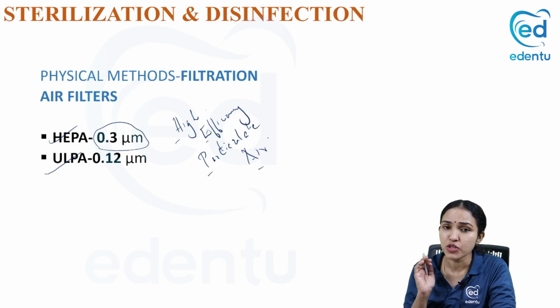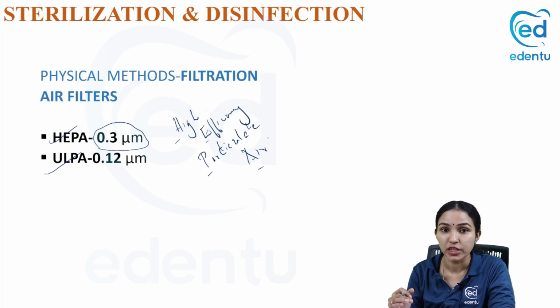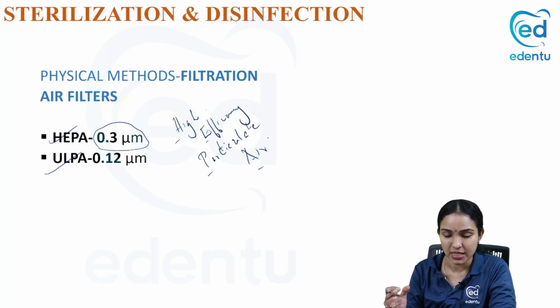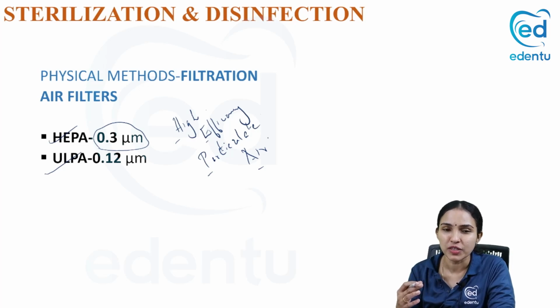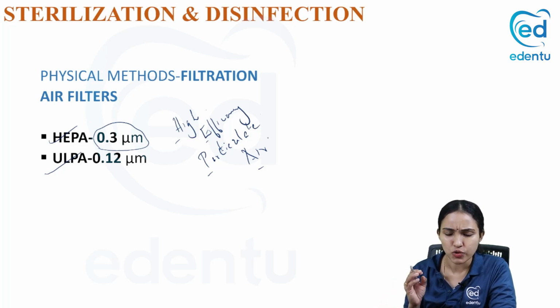When it comes to ULPA, ultra low particulate air filters, the pore size is again small, 0.12 micrometer. So it has a better filtration capacity. The HEPA filter is supposed to filter out 99.9977% of the microbes which are present in air. So just remember the names of the air filters: HEPA filter and ULPA filter.